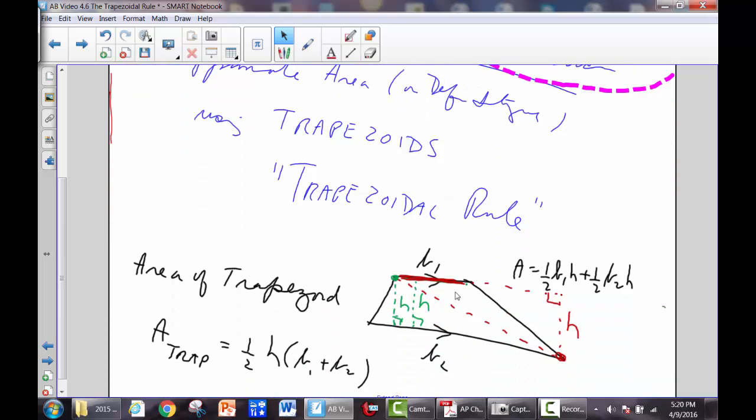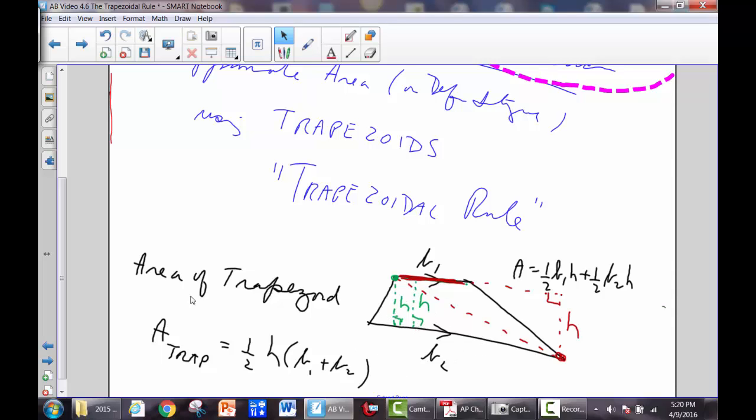Now, first of all, let's talk about the formula for the area of a trapezoid, which is a little bit more involved than the area of a rectangle. If you remember, the formula for the area of a trapezoid is 1/2 the height of the trapezoid times the sum of the bases. The bases are the two parallel sides, and the height, of course, is the vertical distance between the two bases, which I could take anywhere.